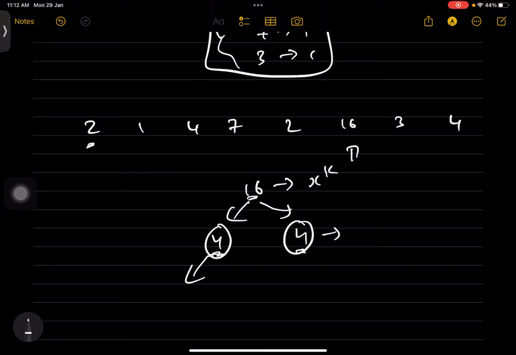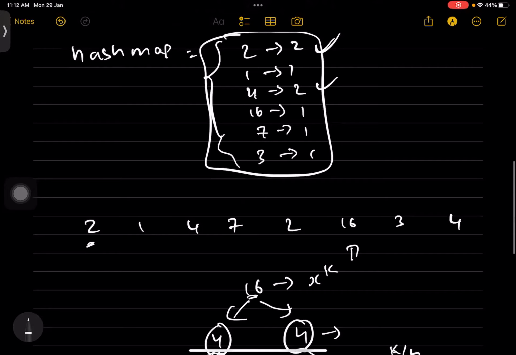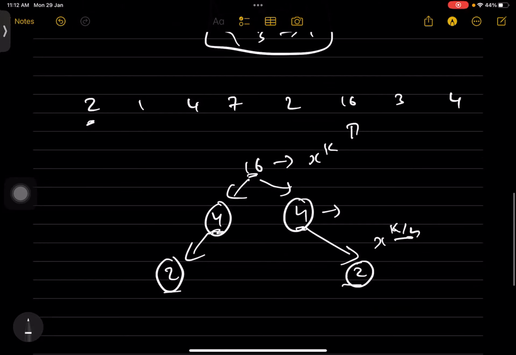Now from 4, we also expand again, right? Basically, this should be x power k by 4th value, right? Which is basically square root of 4, okay? And now we check the frequency of 2. Even 2 occurs 2 times, right? So even this is possible. Now we know that we cannot move further down from this. So here our maximum possible length will basically be 5, right? 1, 2, 3, 4, and 5 elements, right?